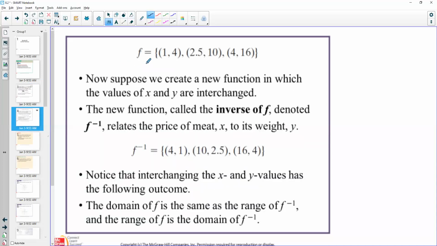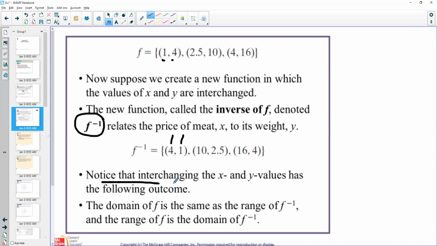If we create a new function where we use the reverse, so we take the x value and the y value and we interchange them, that's called the inverse of the function. So we relate the price of meat, the $4 down here, to its weight, 1 pound. So if you pay $4, you get a pound. If you pay $10, you get 2.5. If you pay $16, you get 4 pounds. That's how it works. When we write inverse, we write it as f with a -1 symbol. This is read f inverse. The -1 is just the way we say inverse. It's just notation. It doesn't really mean flip in this case.